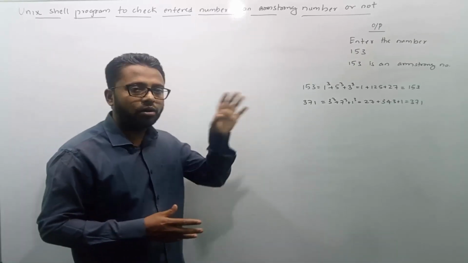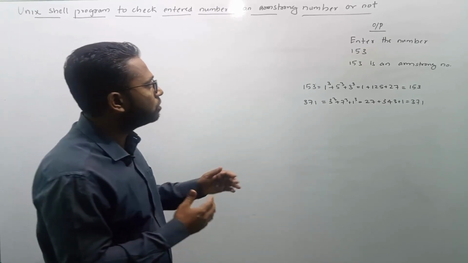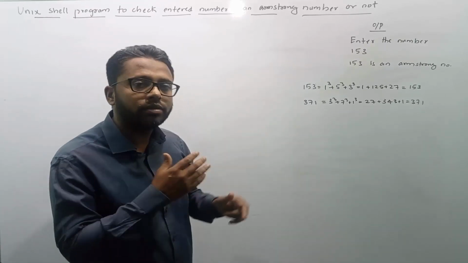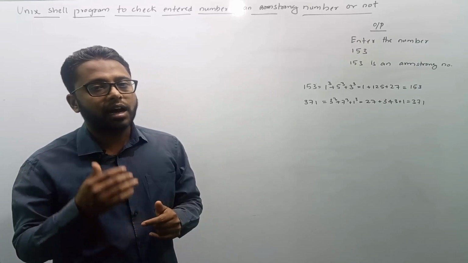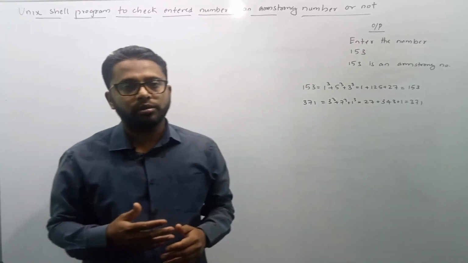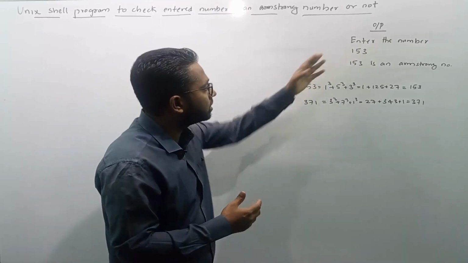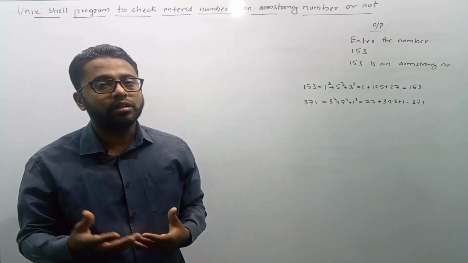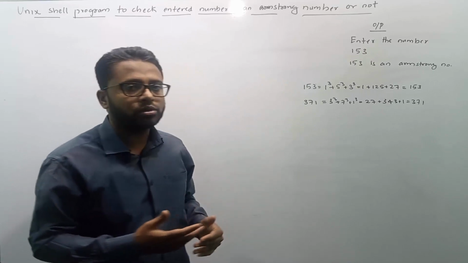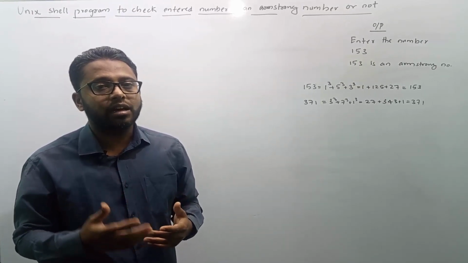As you can see here, I have already written down the output of this program. When this program gets executed, it will ask the user to enter any number, and here I have entered a number, let us say 153. Since 153 is an Armstrong number, you will get a message saying 153 is an Armstrong number. If you enter any number other than these two numbers, then you will get this number is not an Armstrong number. It's not that we have only two examples for an Armstrong number. There can be many other examples also.